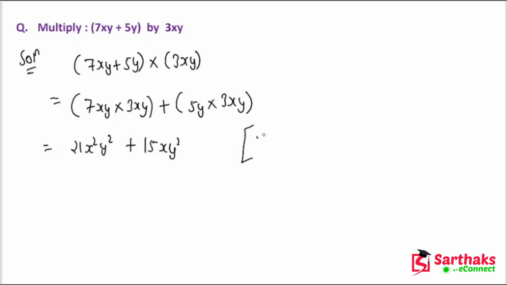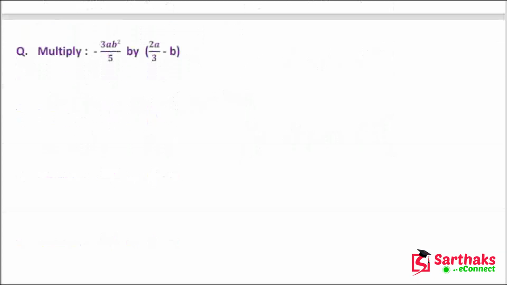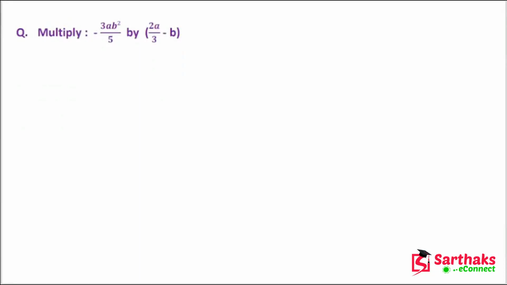If you want, then I should write what identity I am using here. It is a raised to the power m into a raised to the power n equals a raised to the power m plus n. That is what we have used here. x into x, so x to the power 1, x to the power 1, they would be added. So that is what we are doing here. So it would be 21 x square y square plus 15 xy square. Let us move on to the next question. These are easy questions, right?